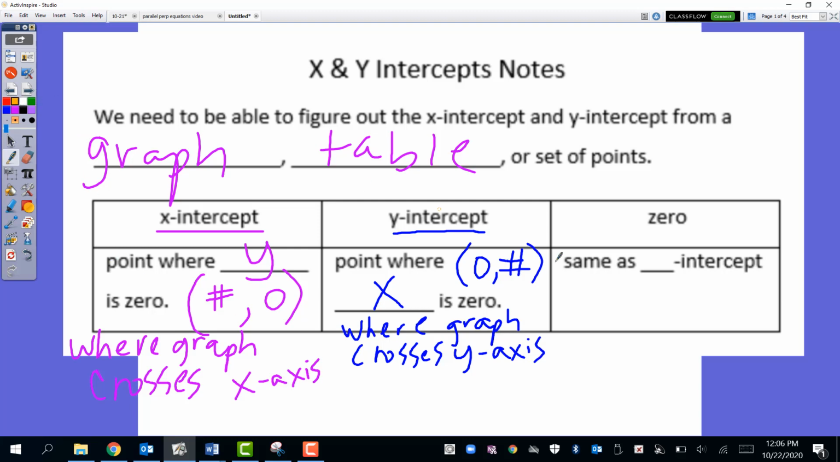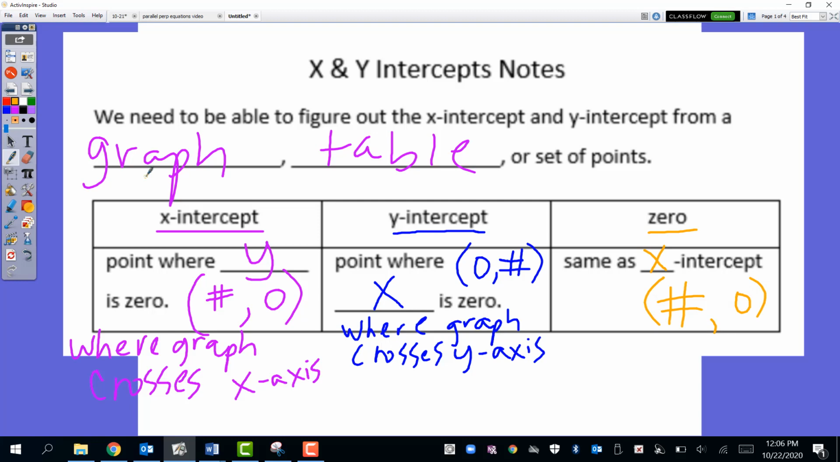And the last one is the zero. The zero is just another way to say the x-intercept. So you're still looking for where y is 0. And when you write the zero, usually you're just writing the number. You don't have to put it in coordinates, but it could be written as number, comma, 0 still.